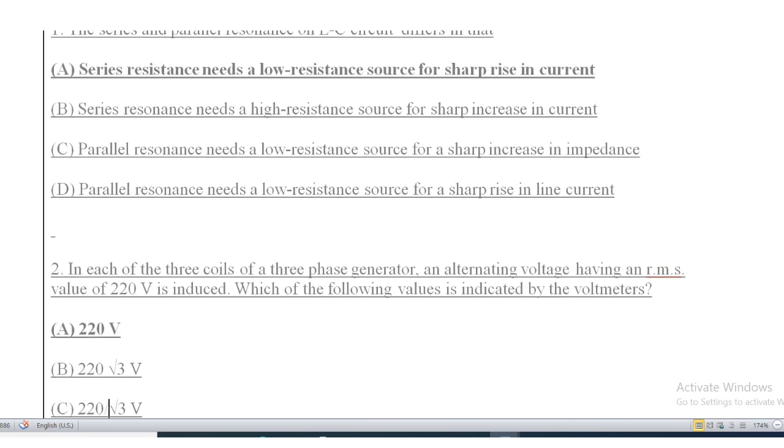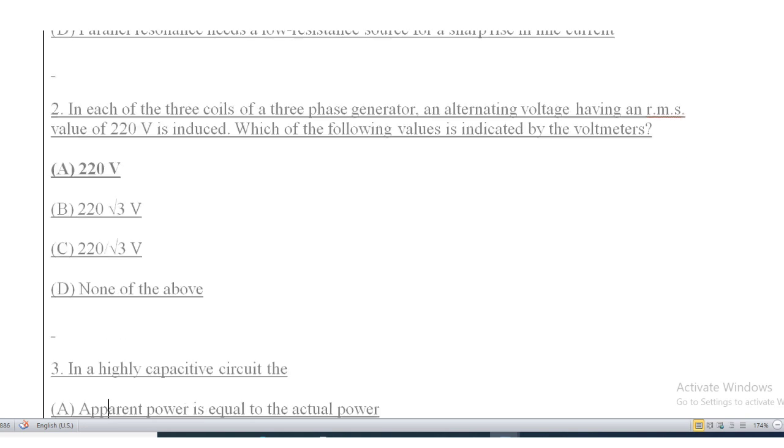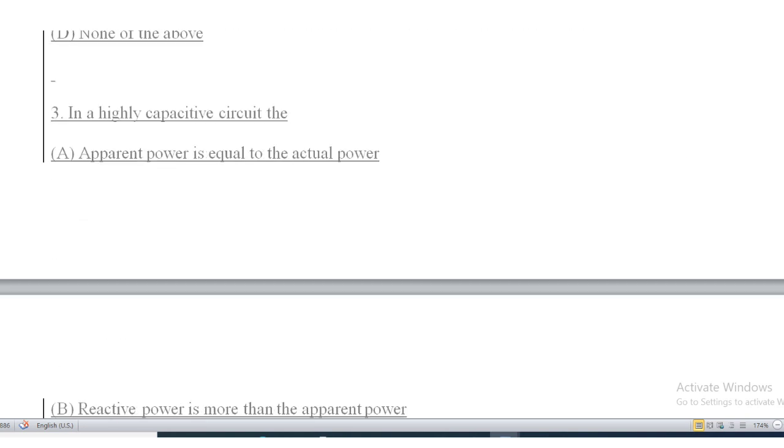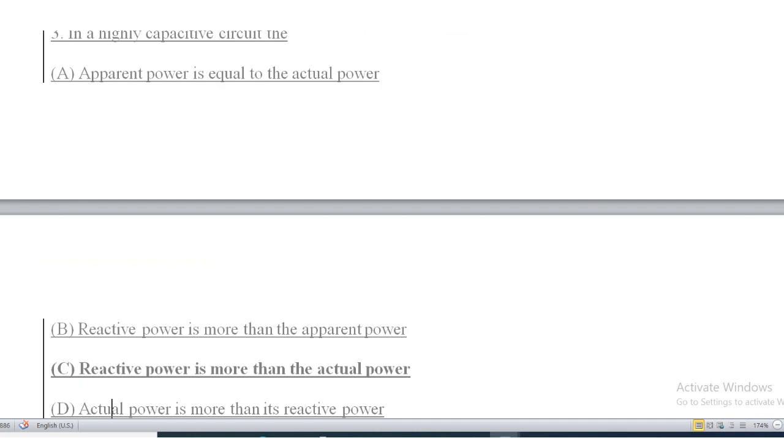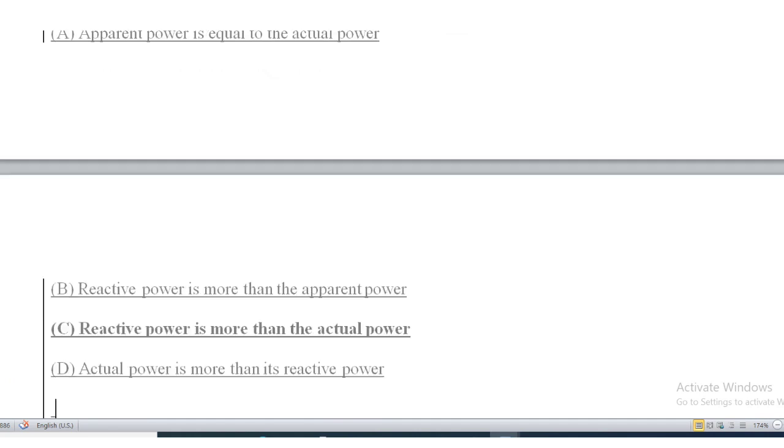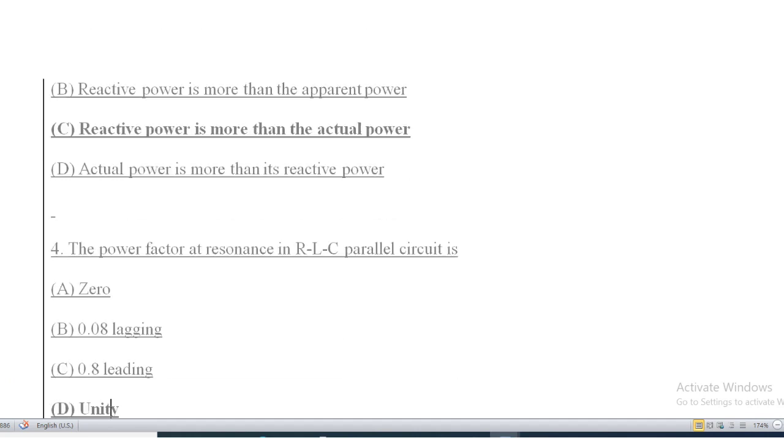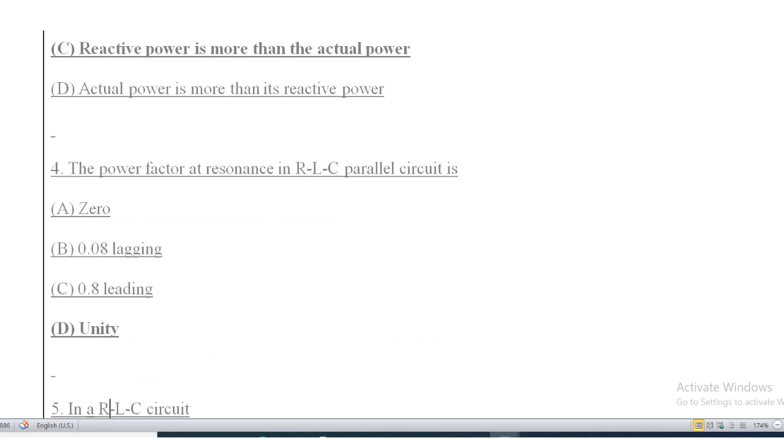In each of the three coils of a three-phase generator, an alternating voltage having an RMS value of 220 volt is induced. Which of the following values is indicated by voltmeter? It is the 220. It is the value indicated by voltmeter. Then in a highly capacitive circuit, reactive power is more than actual power. The power factor at resonance in RLC parallel circuit is unity.